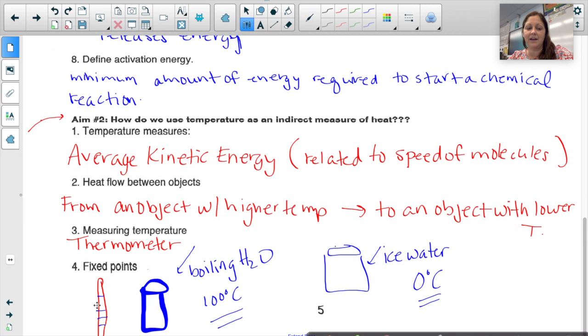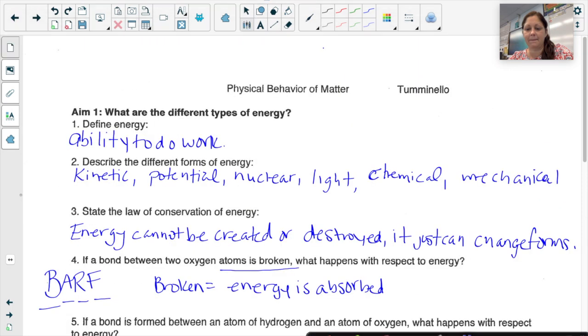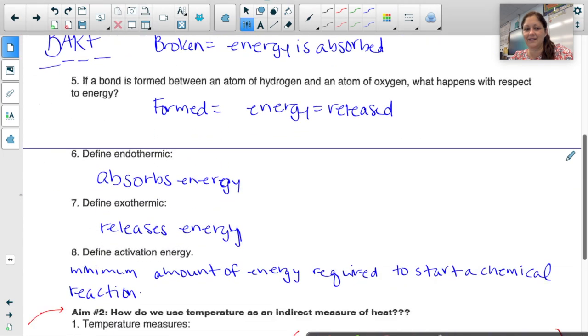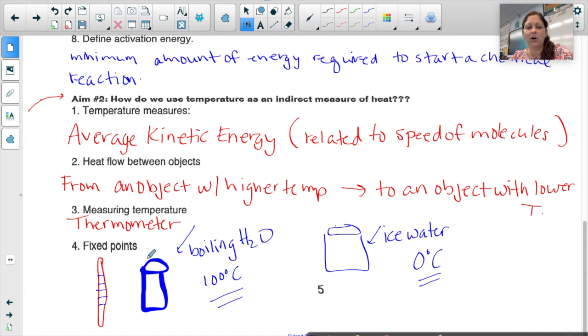We could then divide the lines between them equally and have the thermometer work for anything from 0 to 100 degrees Celsius. We call these two points on the thermometer the fixed points, because those numbers are known, and we could use that to calibrate any thermometer.